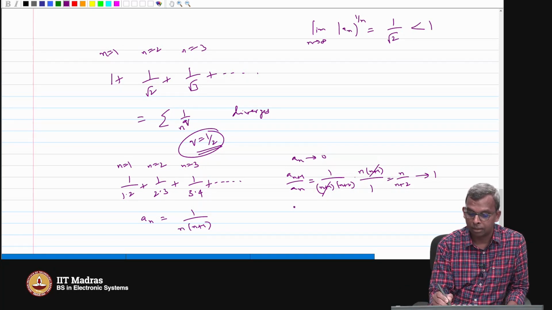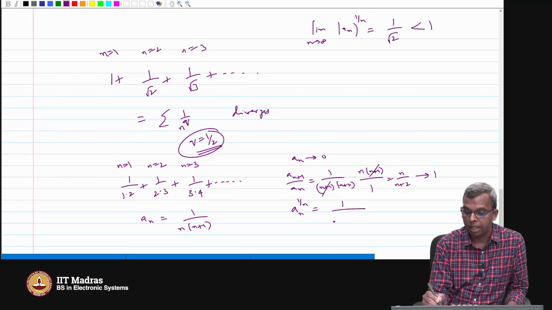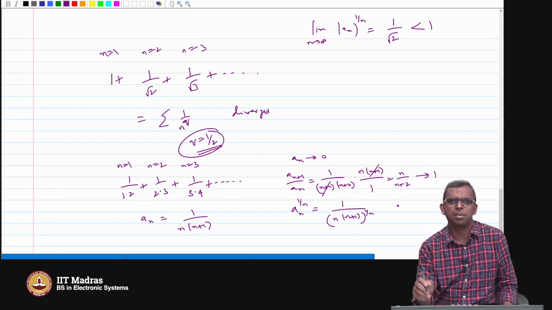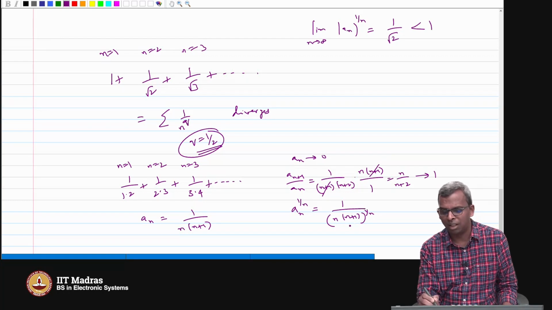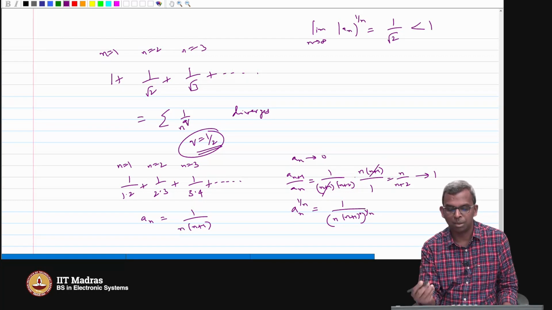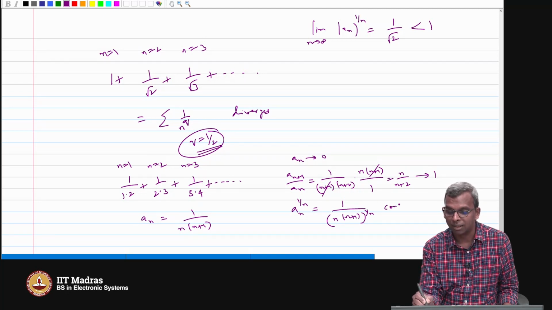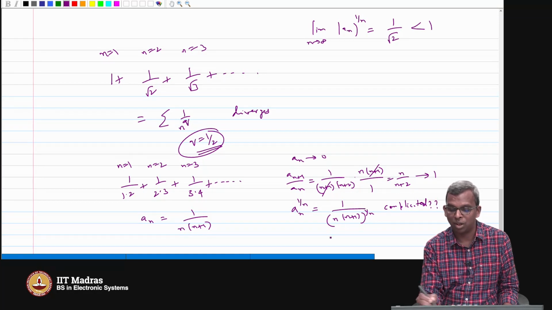Let us try the root test, though I do not know if we know enough to try it. Mod a n is just a n power 1 by n. So 1 by n into n plus 1, whole thing raised to the power 1 by n. We do not know how to take limits of these kinds of things. You may argue that you know some other tricks for this limit, but at least this looks complicated. We have not studied such limits.